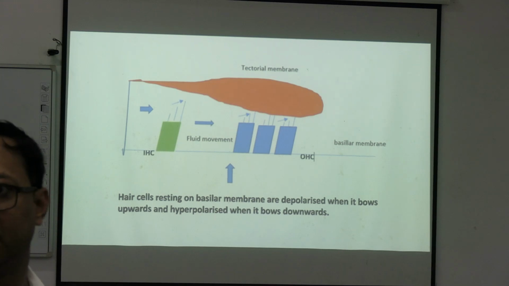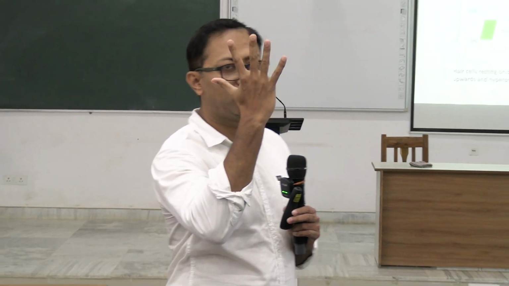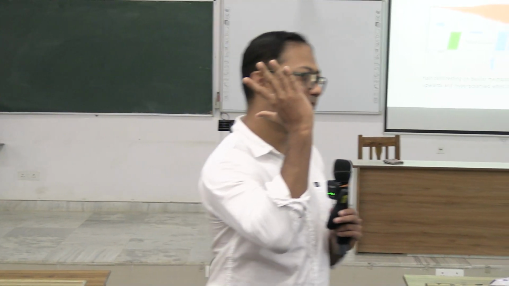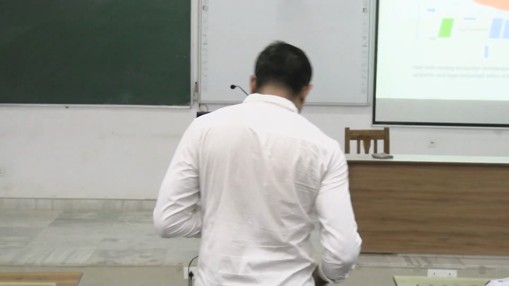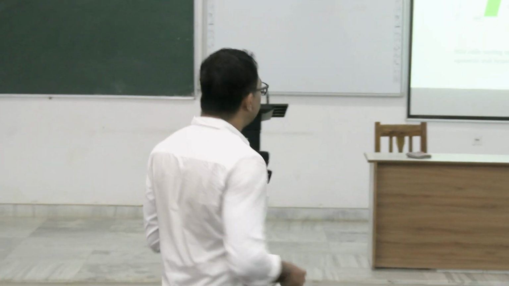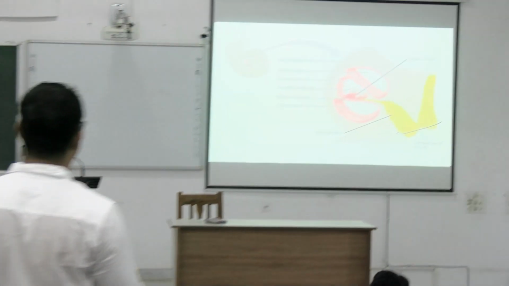Okay, so if my little finger is a shorter cilia and my index finger is a taller cilia, right? So the movement will be like this. Shorter cilia will move towards the taller cilia. Now what will happen once shorter cilia move towards the taller cilia? Now see a particular hair cell over here.